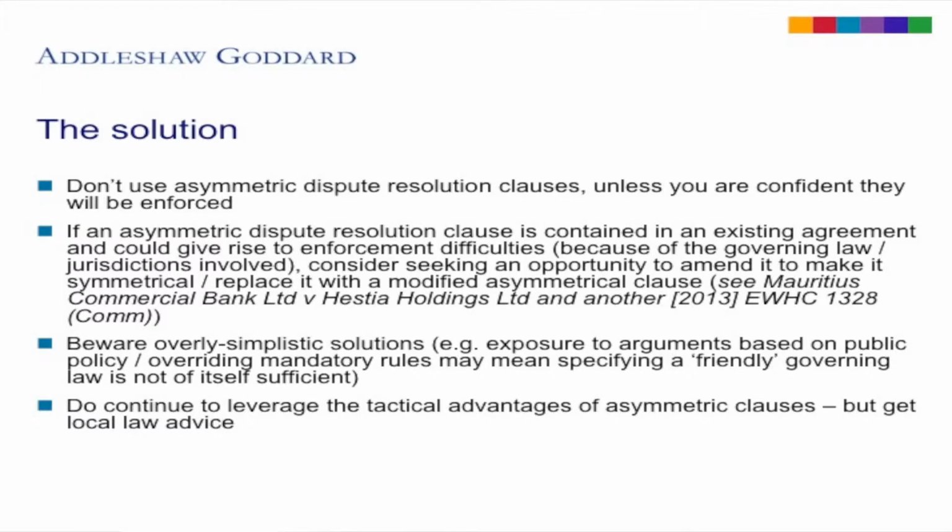And there's also an increased risk of parallel proceedings, at least where both of the parties aren't in the EU, for example, and there aren't any conventions providing for which court should have jurisdiction in the absence of a clear jurisdiction agreement. So what's the solution? Well, an obvious solution is don't use asymmetric dispute resolution clauses unless you're confident that they'll be enforced.